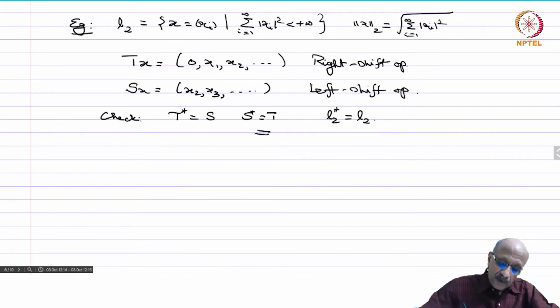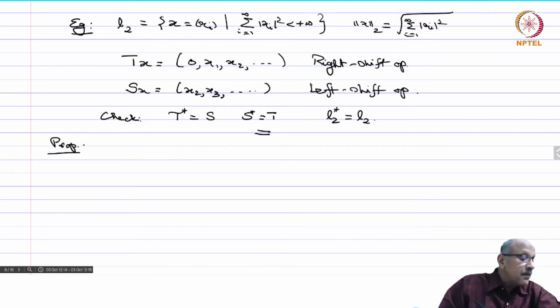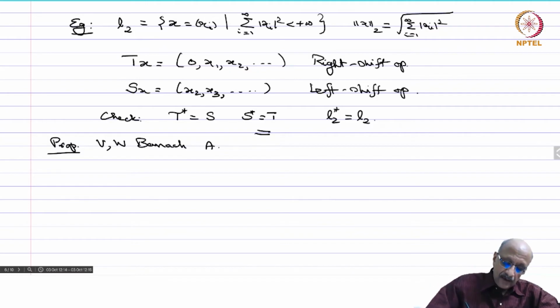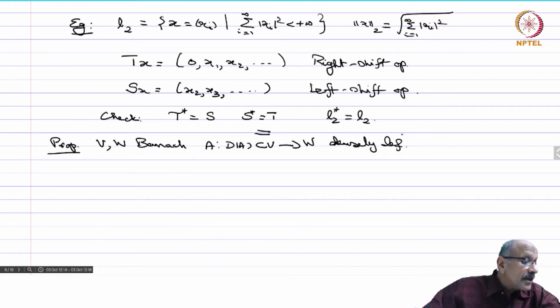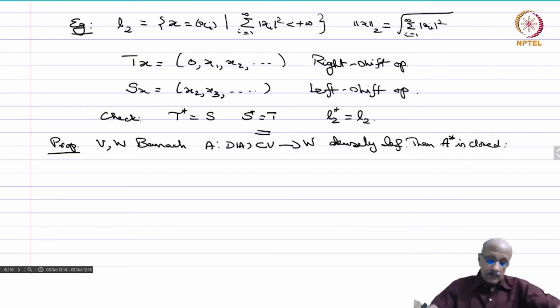So now we look at some properties of this adjoint. The first important property: V, W Banach, A from D(A) contained in V into W is densely defined, so that the adjoint is defined. Then A star is closed. Okay, so proof.